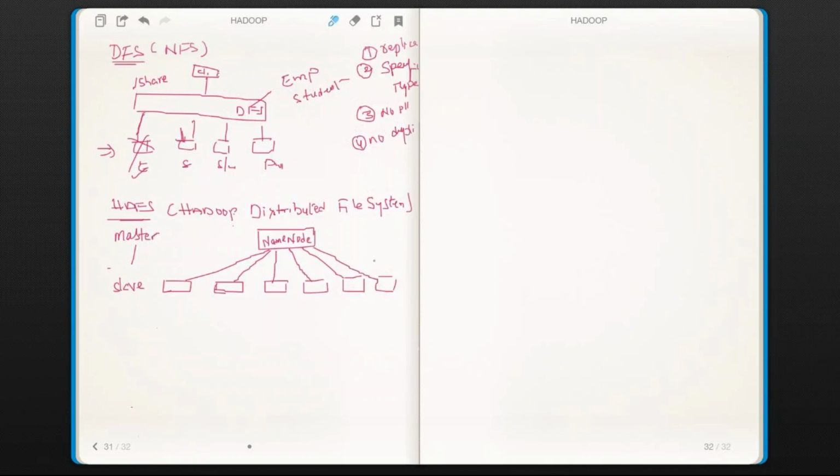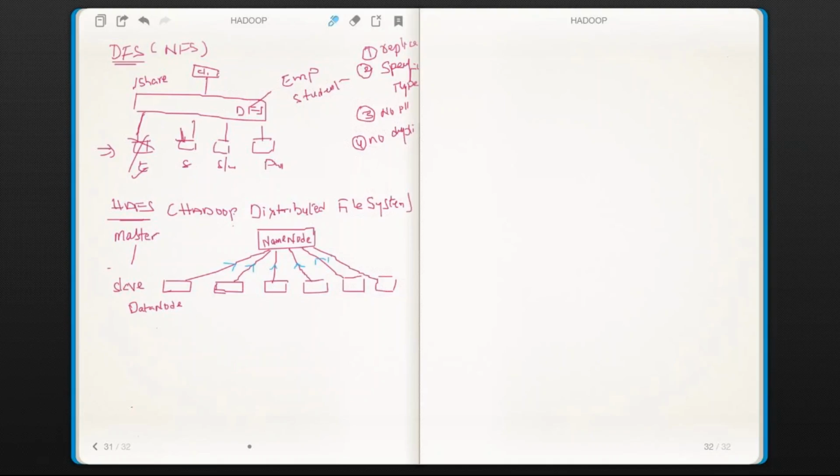So we need two types of nodes to do a Hadoop setup. One is the name node, the other one is the data node. These data nodes are slaves and this guy is the master. The data nodes keep sending a heartbeat every 3 seconds. Heartbeat is a technical term; you can just say it's a signal.